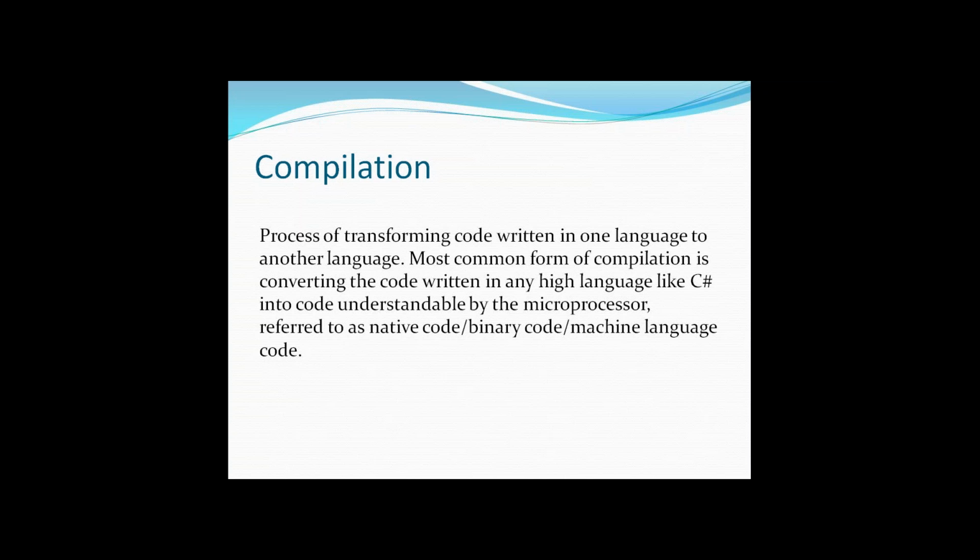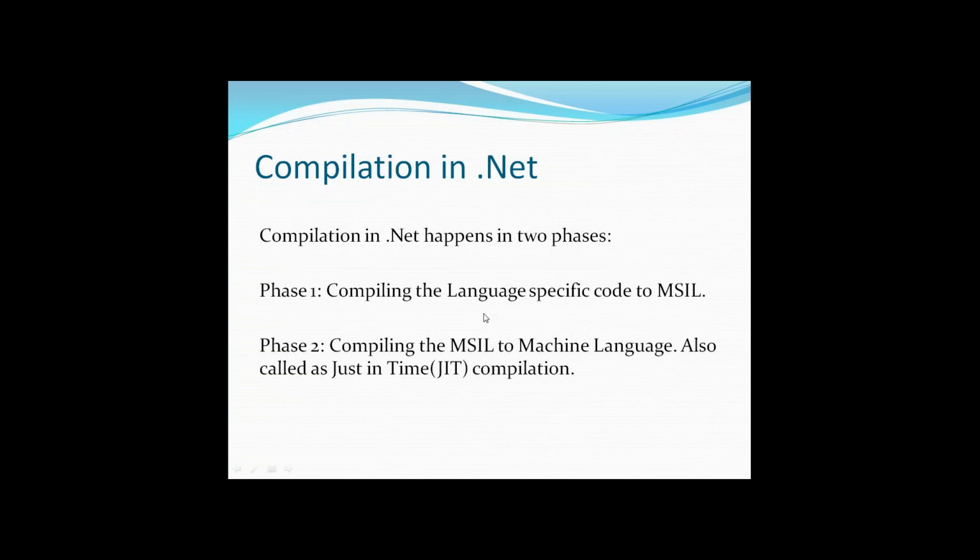Your microprocessor cannot understand anything apart from the binary code or machine code or native code. Don't get confused with three names, they are the same. Your microprocessor understands only native code or binary code or machine language code. The process of converting your high-level language code into binary or native or machine language code is the most common form of compilation. Making sense? Understood or not?